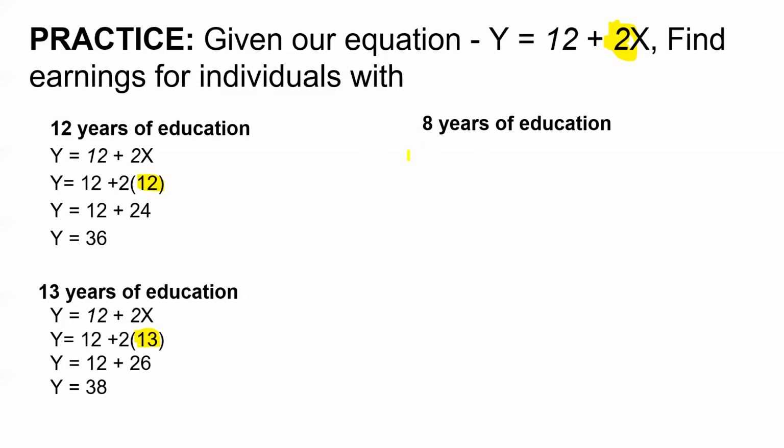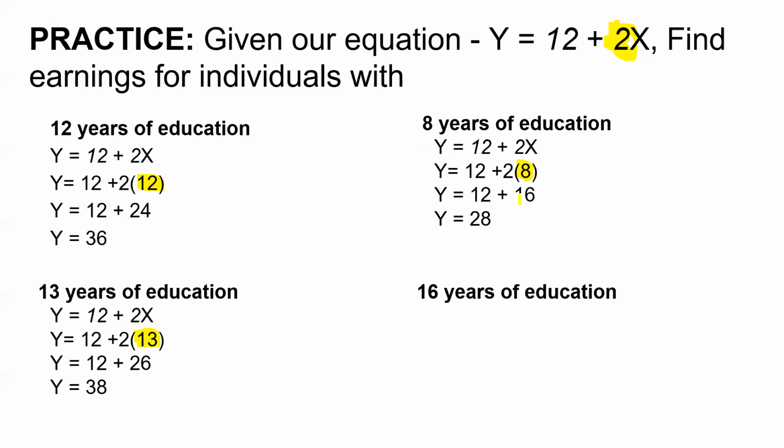What about 8 years of education? Plug it in again. So now we have 8 here, so 12 plus 2 times 8, which is 12 plus 16, or $28,000. One more. How about 16 years of education? Plug in our 16 here into our formula for the value of X, and we find the value of Y is $44,000. So someone who has 8 years of education earns $28,000. Someone who has 16 years of education earns $44,000. Okay.